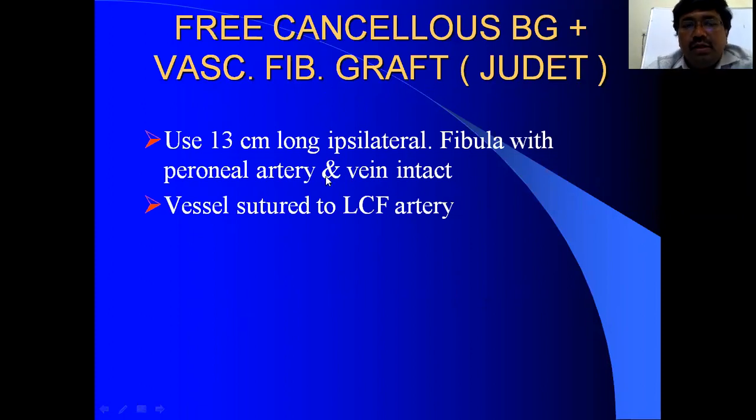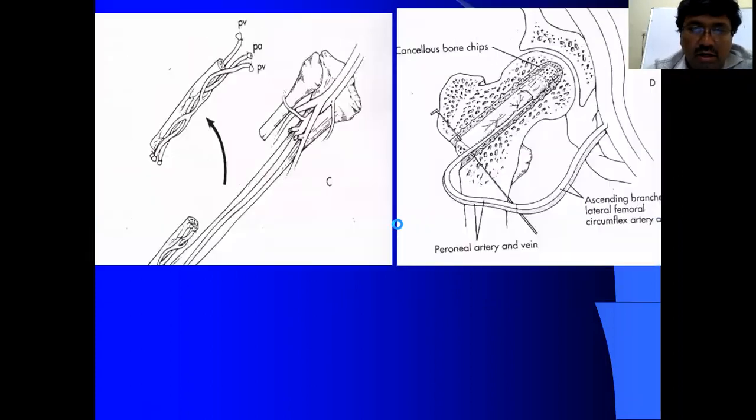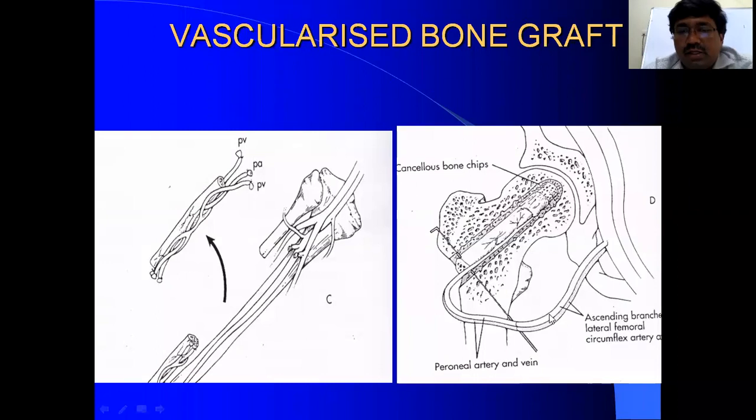We take a 13 centimeter long ipsilateral fibula along with the peroneal artery and vein intact, and the vessel is sutured to the lateral circumflex artery. See, this is the fibular graft. We take the graft along with the vascular structures and insert it, and the peroneal artery is sutured to the lateral circumflex femoral artery. This is called a vascularized bone graft.